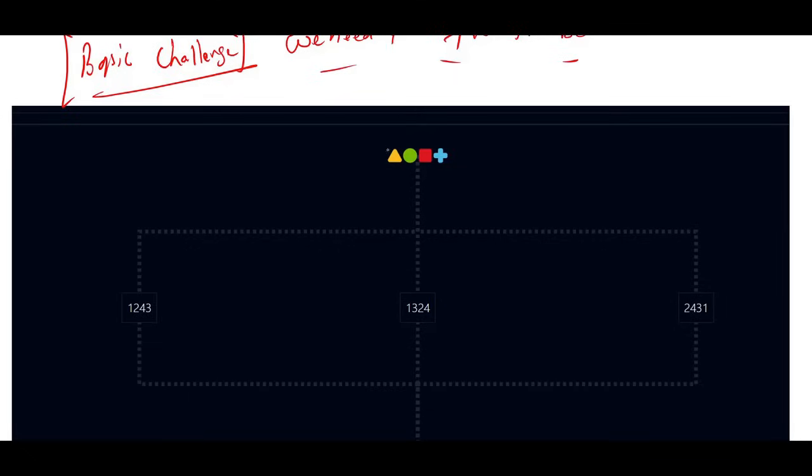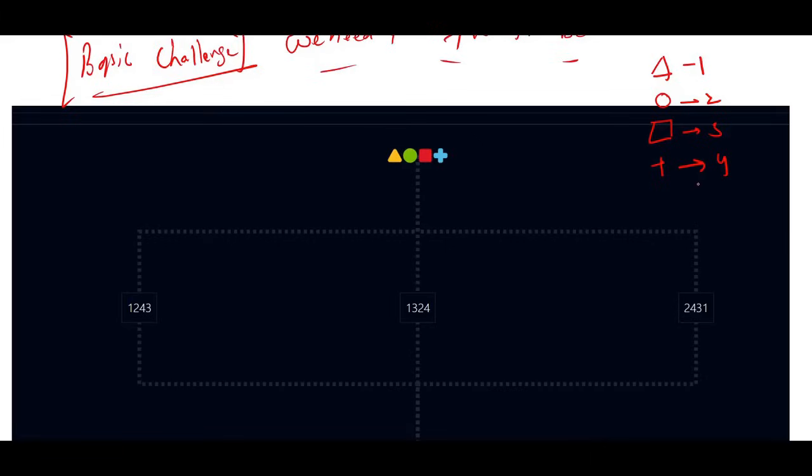Okay. So first, if you can see here, we need to provide the numbers. So this is the triangle. For triangle, we can provide number 1. For circle, we can provide number 2. For square, we can provide number 3. And for plus, we will provide number 4. Now we have some output. Based on the output, we need to arrange them. So first we have circle. What is the number of circle? 2. So here our answer will be 2.